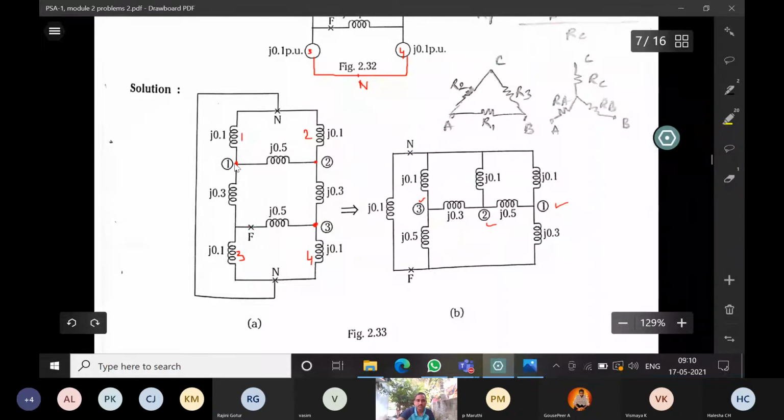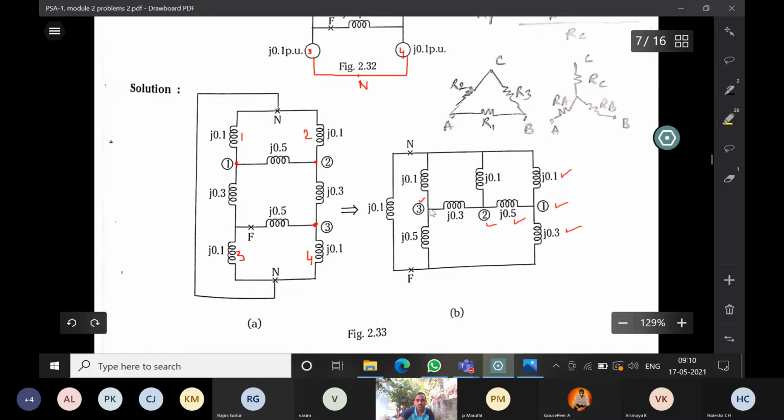and first node is connected. What are the elements? Point 1, point 3, point 5. So write as it is, point 1, point 3, point 5. So next, the first node to the second node is connected by j 0.5 per unit. Okay, for the second node, how many reactances are connected? Two reactances, point 1 and point 3, and this point 0.5. So point 1, point 3 and point 0.5 is already connected. So the second node is completed.